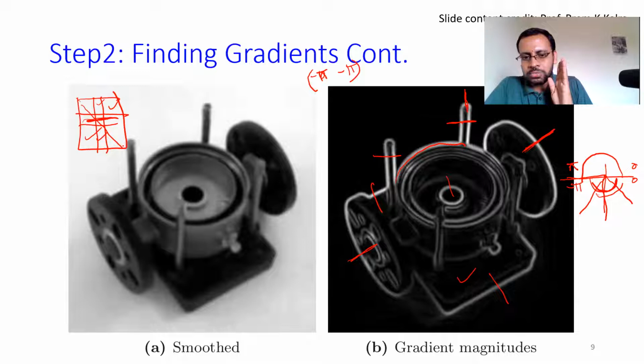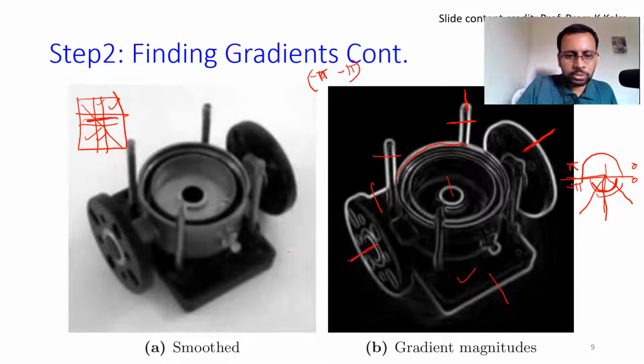So what I will do before I do the non-maxima suppression is threshold the orientations to one of the 8 bins. What do I mean by that? Maybe let me write somewhere, maybe here.